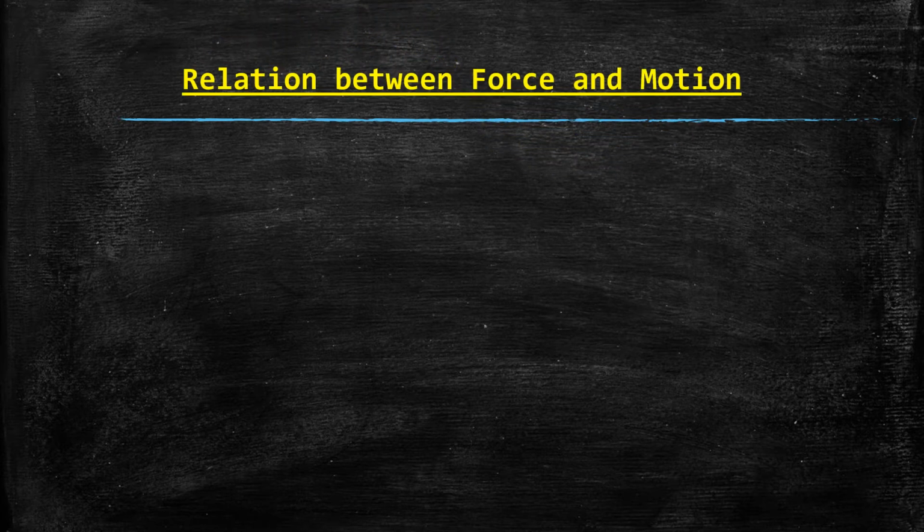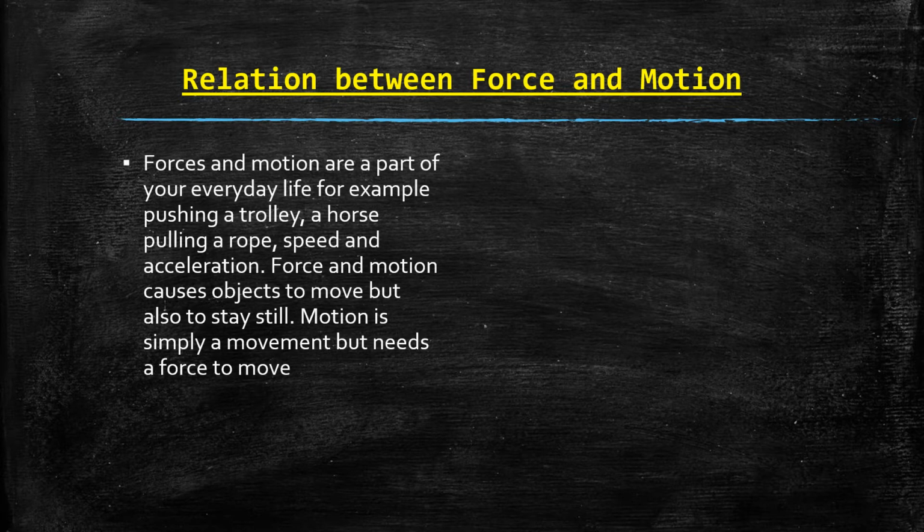Now, what is the relation between force and motion? Forces and motion are a part of your everyday life. For example, pushing a trolley, a horse pulling a rope, speed and acceleration. Force and motion cause objects to move but also to stay still, means to stay at one steady position, right? Now, motion is simply a movement but needs a force to move.